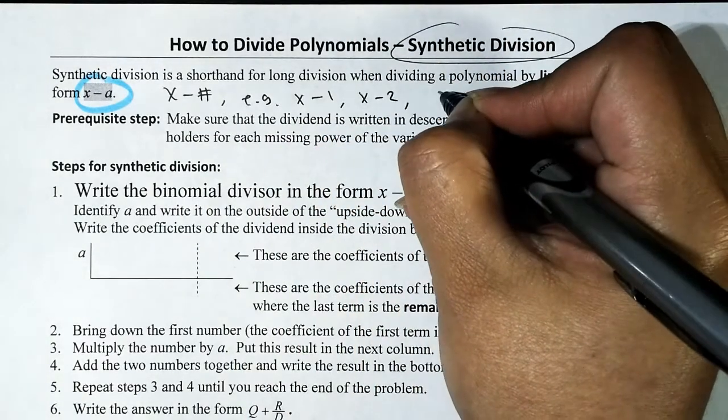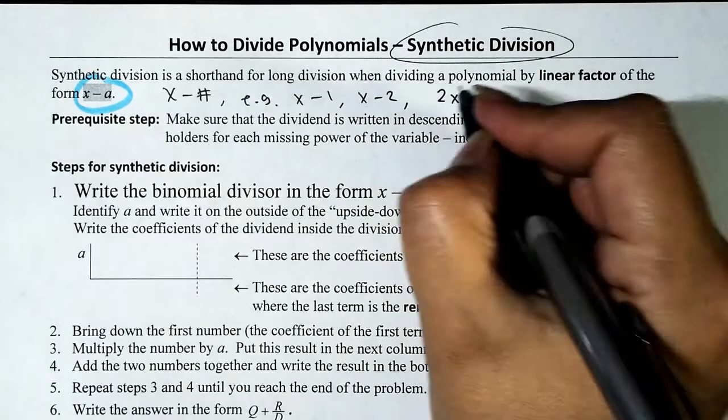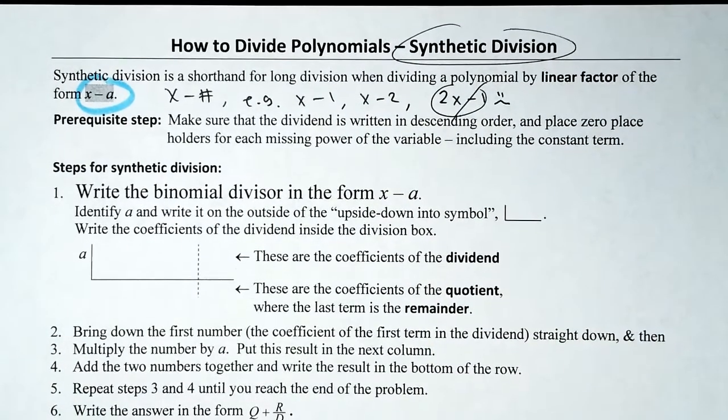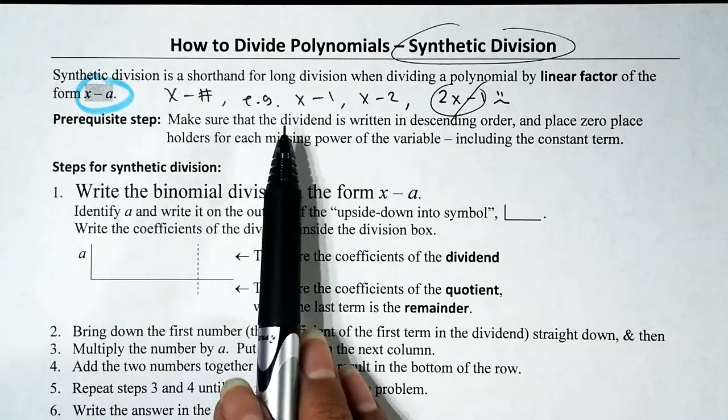What if it was 2x minus 1? Oh no, that's not x minus a number. So synthetic division is a shorthand when we're dividing by a linear factor of the form x minus a. So it's a binomial of the form x minus a number.